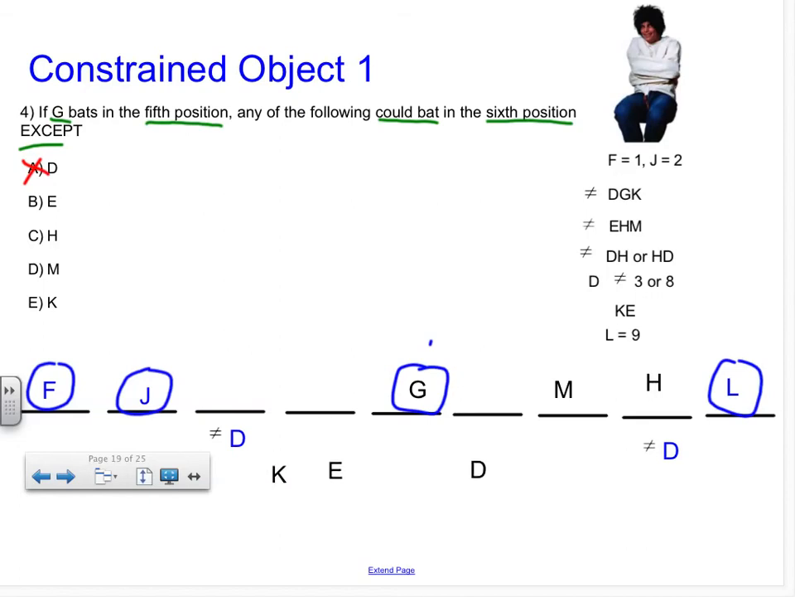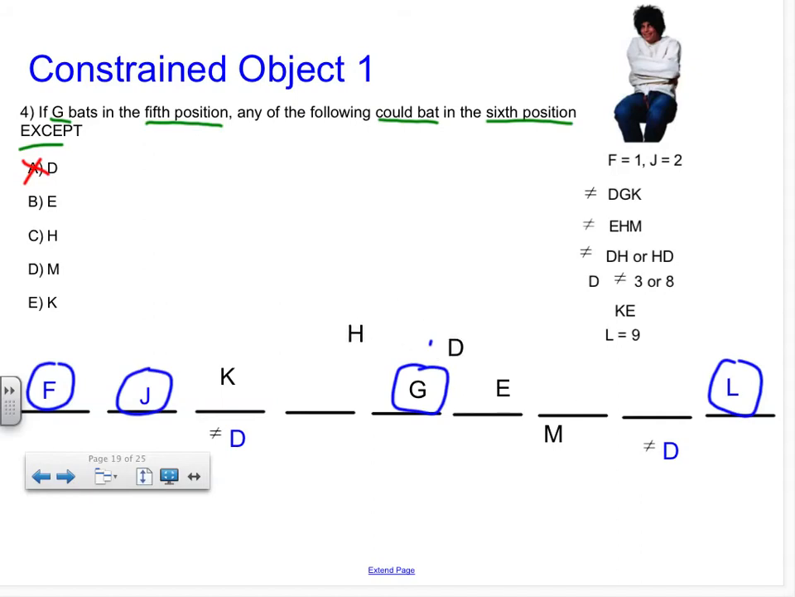This time they're asking if E could be in the 6th position. So let's give it a try. So E is 6. So it's just a matter of putting the letters in places and seeing if they work. E, H, M can't go together.